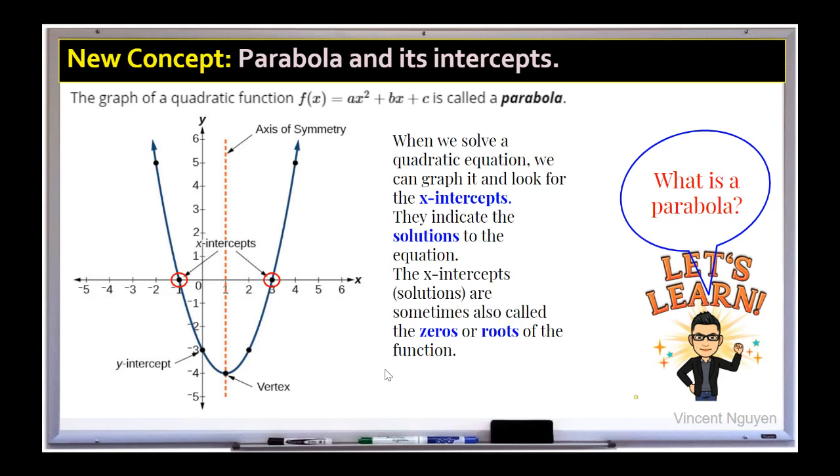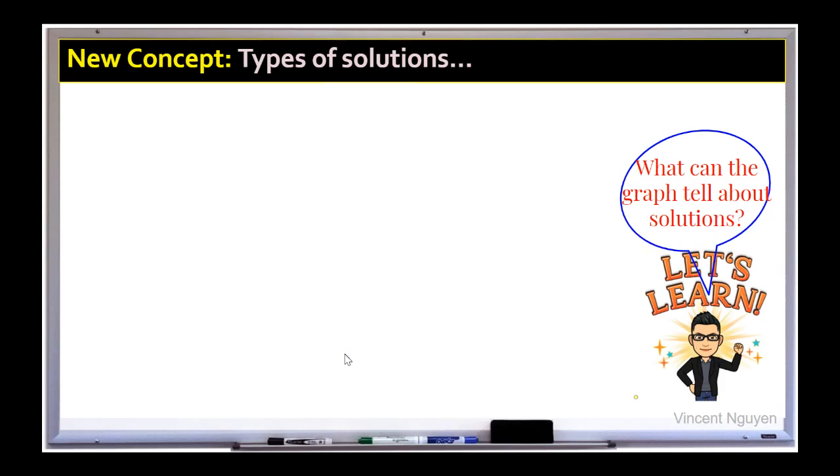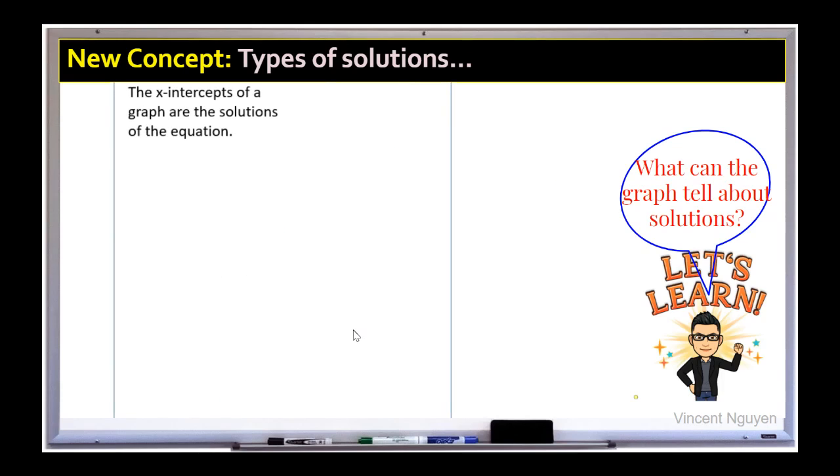The x-intercepts or solutions are sometimes known as the zeros or the roots of the function, right? So these four different words actually mean the same thing, okay? X-intercepts, solutions, zeros, and roots, they all mean the same thing, okay? So what can a graph tell us about the solutions? Well, the x-intercepts tell us where the solutions are.